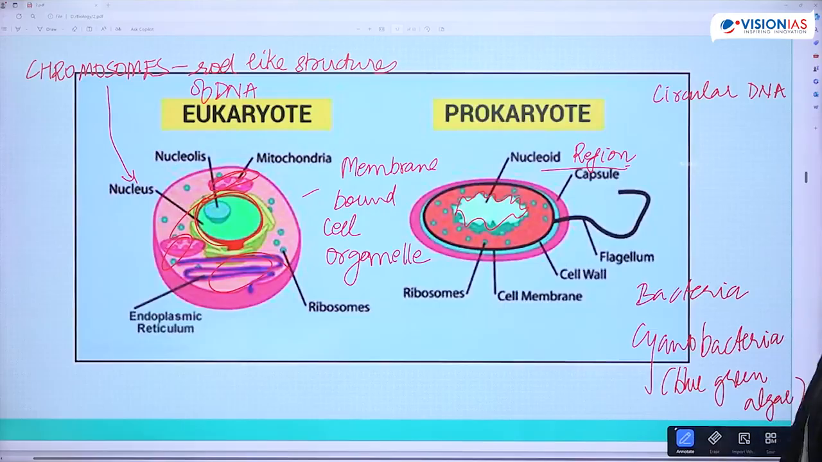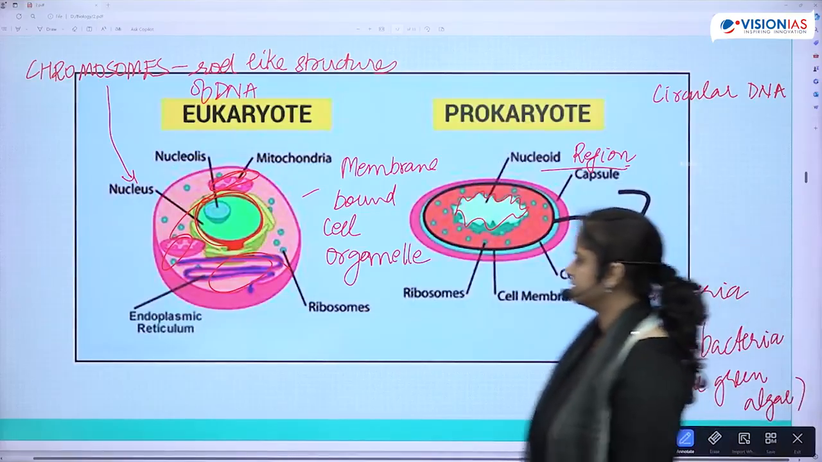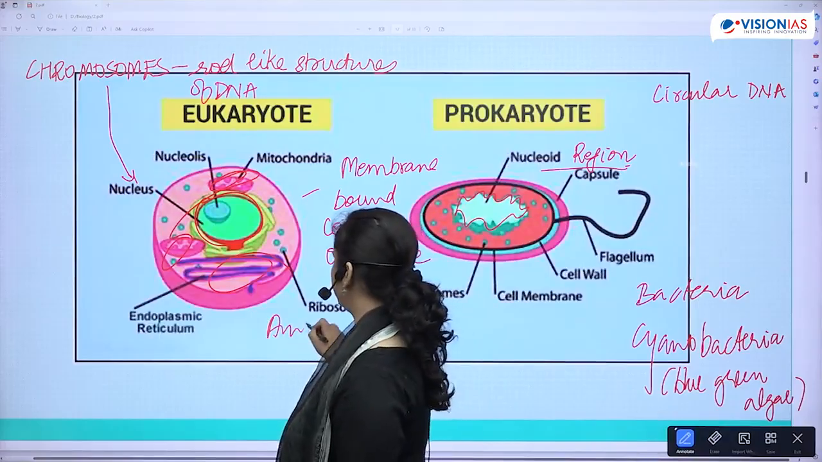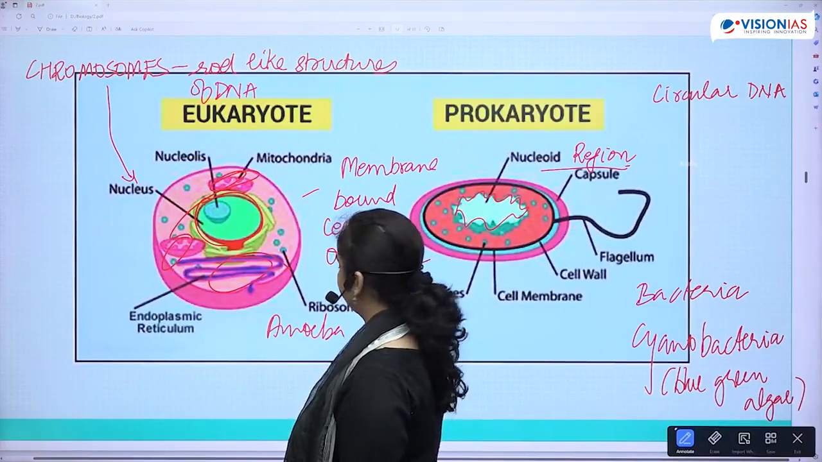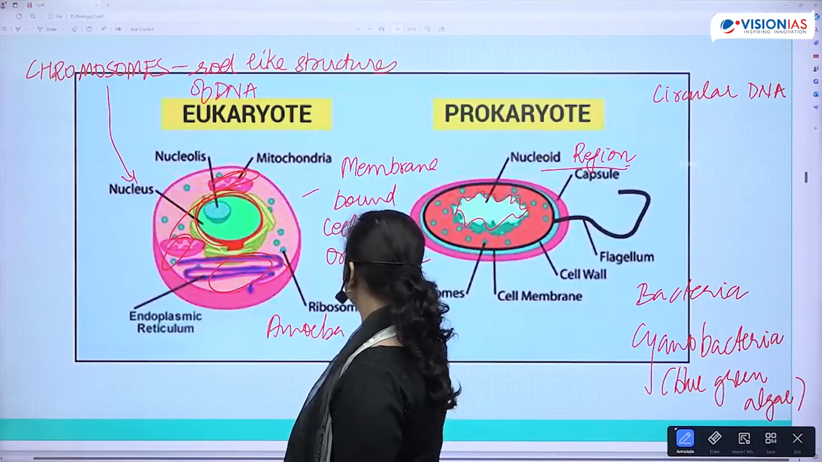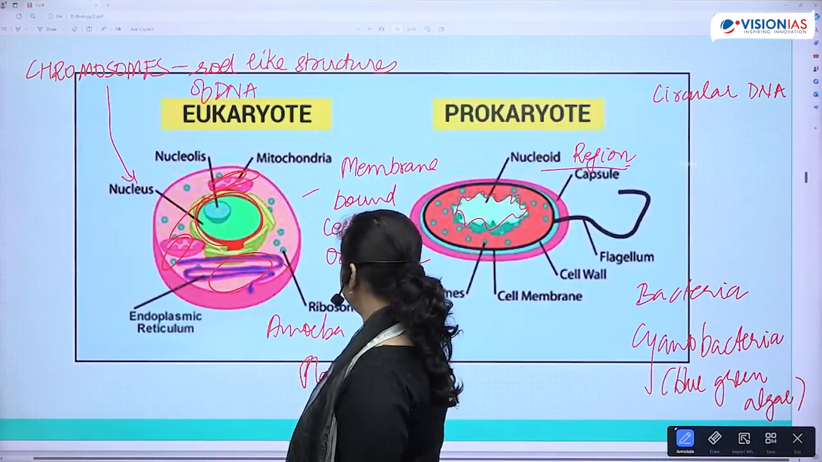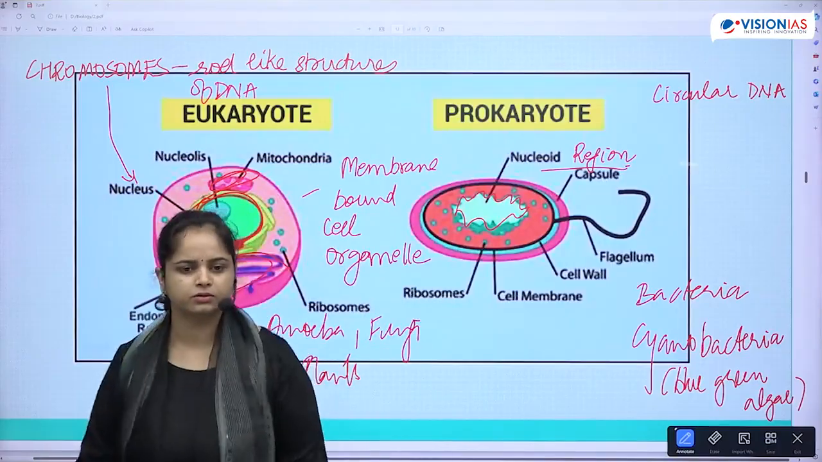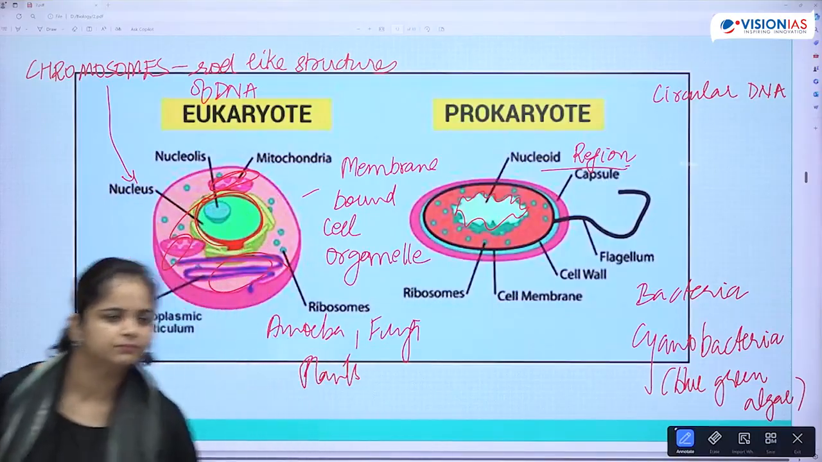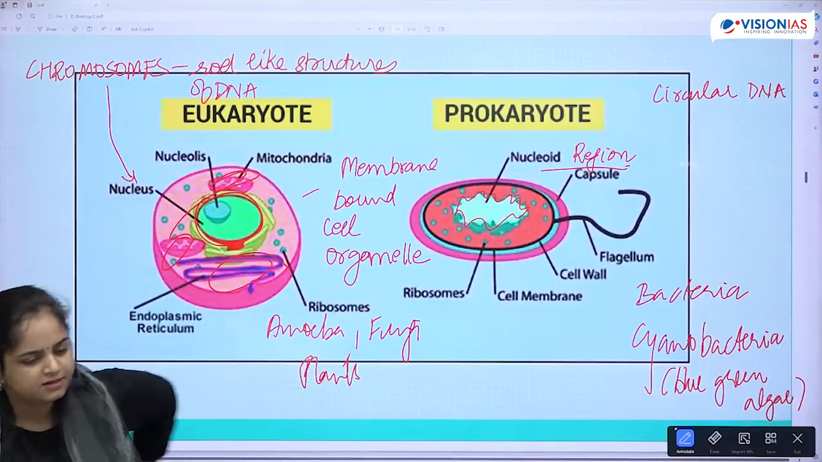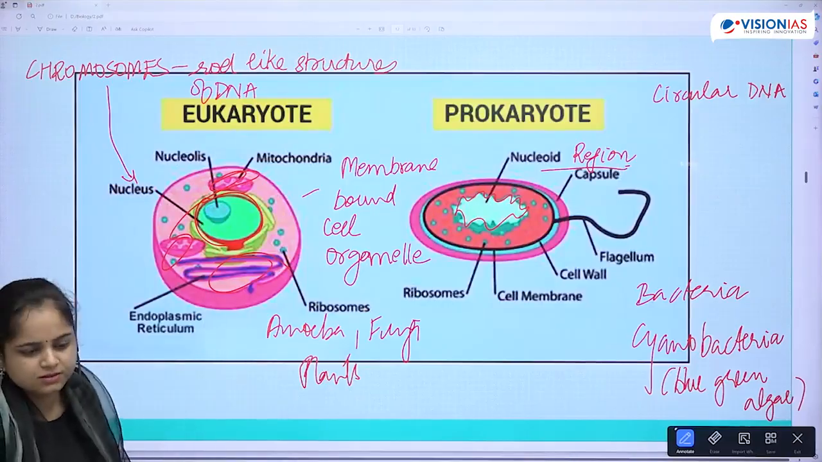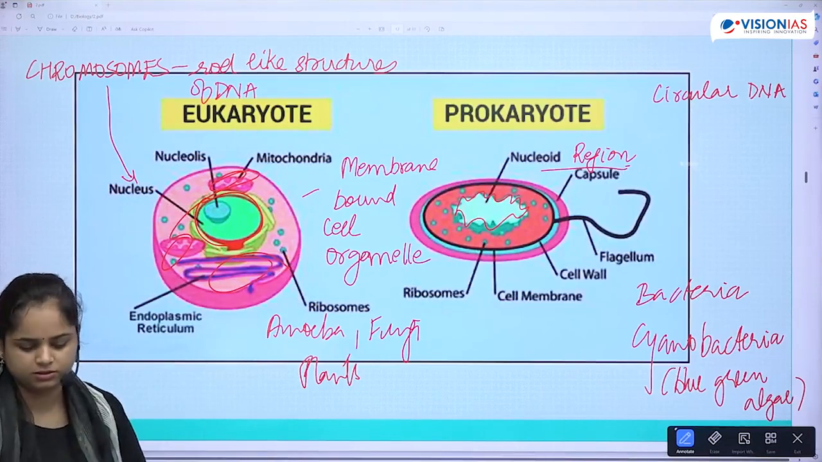They are the prokaryotes. All the other organisms are going to come in the category of eukaryotes. So, amoeba, fungus, plants, animals, they are all eukaryotes. Let's write this much. Please write prokaryotes first. Prokaryotes.